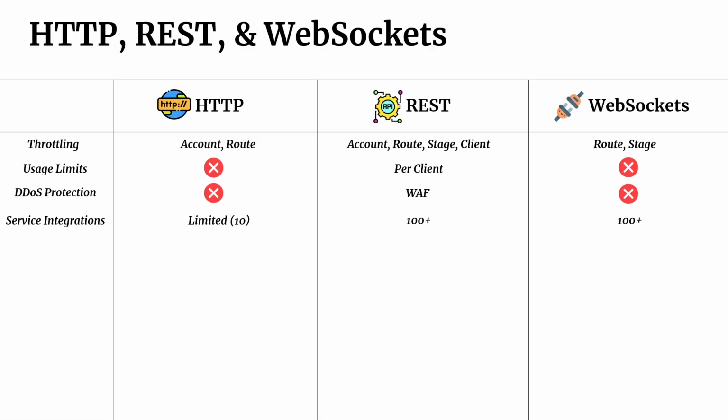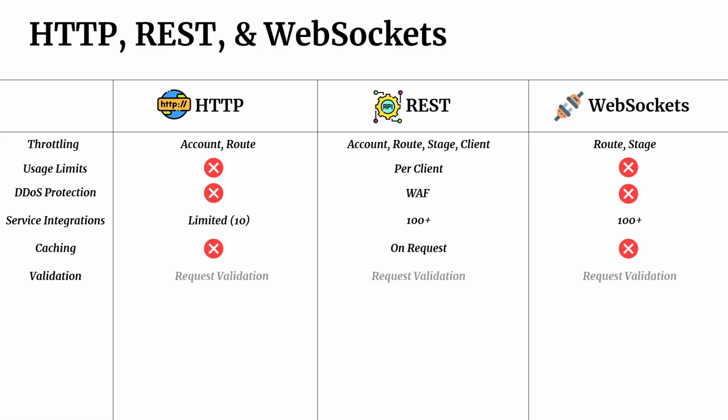For caching, that is only supported for REST and it's on the request level, not supported for HTTP or WebSockets. For validation, you can set up validation such that when someone tries to pass a payload into your API, you can ensure that it has certain fields. The fields contain certain types, and those types are something that you expect. That's supported for all the different variants here.